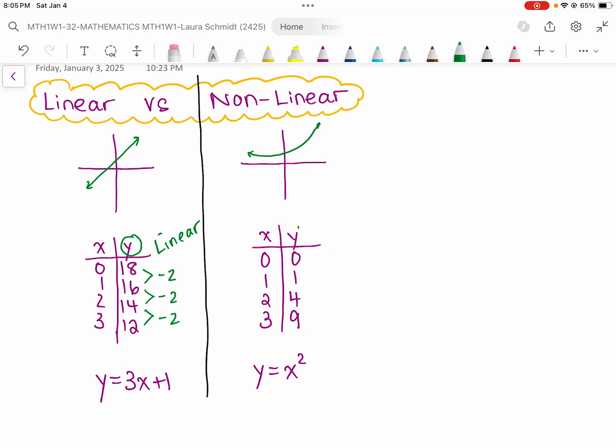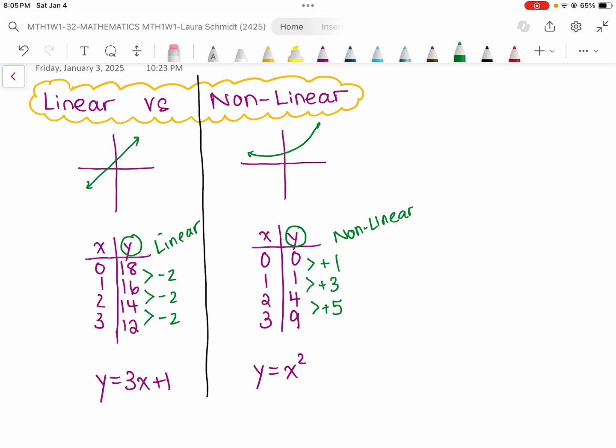For nonlinear, if you look at the y values, they are not going up or down by the same amount each time. So this one's going up by 1, then it's going up by 3, then it's going up by 5. So these are not the same. So that makes it nonlinear. It's not increasing or decreasing by a constant amount.